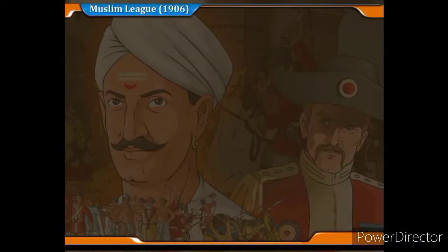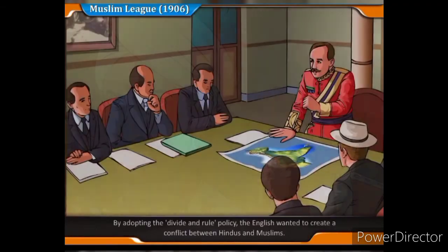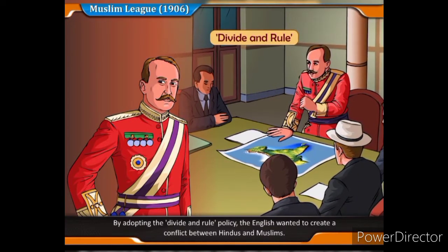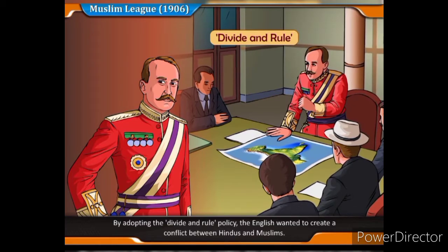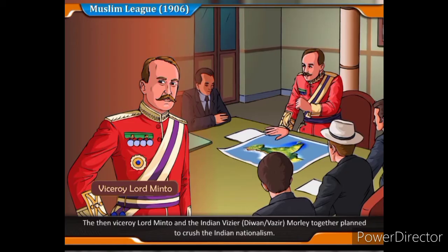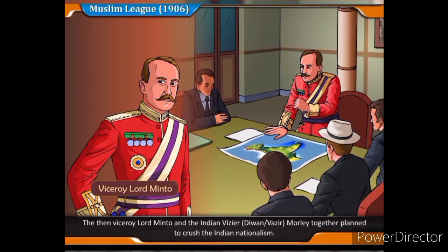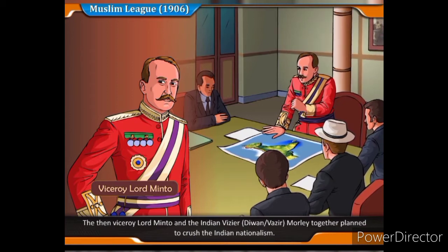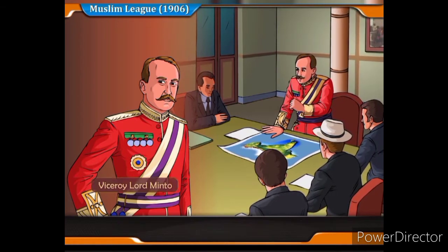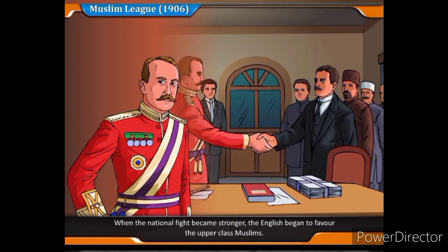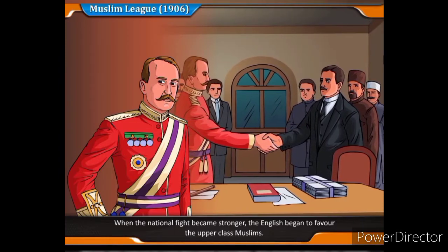Muslim League, 1906. By adopting the divide and rule policy, the English wanted to create a conflict between Hindus and Muslims. The then Viceroy, Lord Minto, and the Indian Secretary of State, Morley, together planned to crush Indian nationalism. When the national fight became stronger, the English began to favor the upper-class Muslims.